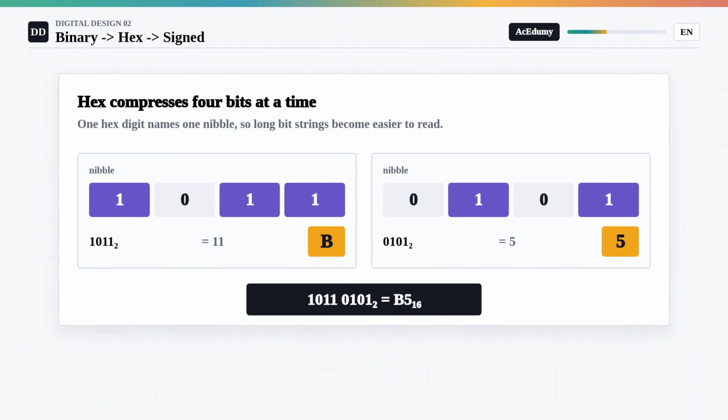One hex digit represents 4 bits, which we call a nibble. Group the byte into 2 nibbles, 1011 and 0101. The first group is decimal 11, so in hex it is B. The second group is 5. Therefore, the same byte can be written as B5 in base 16 or 0xB5 in programming notation. Nothing changed in the hardware, we only changed the way we write the pattern.